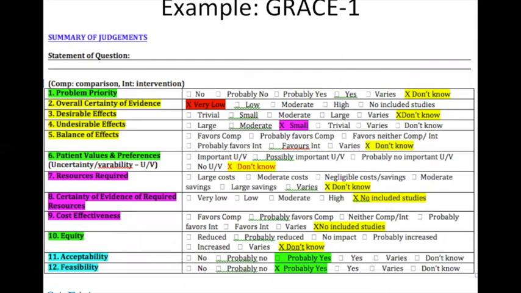So problem priority, didn't know. Overall certainty of evidence, very low. Undesirable effects, don't know. Desirable effects, maybe some small information on that. Balance of effects, don't know. Patient values and preferences, don't know. Resources required, don't know. Certainty of evidence of required resources, no included studies. Cost effectiveness, no included studies. Equity considerations, don't know. Acceptability, probably yes. Feasibility, probably yes. And this is just my own color coding, just for a quick snapshot visual of good, bad, and neutral. You can look at this however you want in any other visual fashion that's appealing to your group.